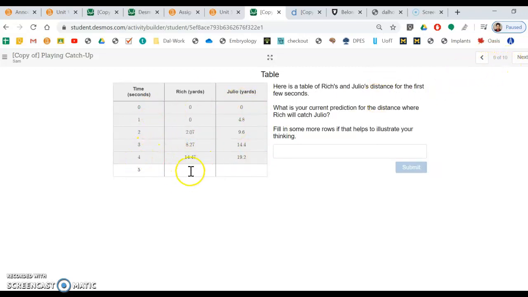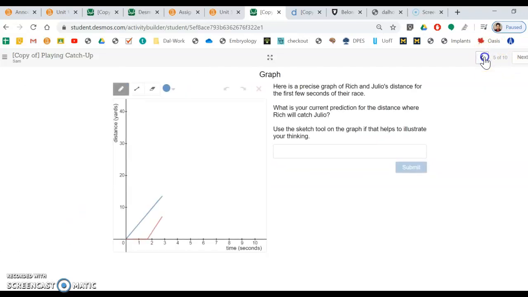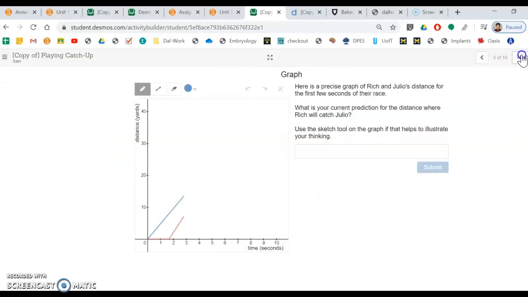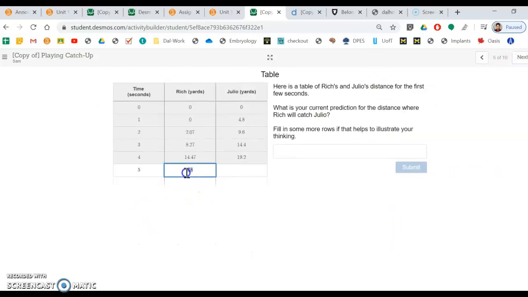After 5 seconds you might think that Rick would be at around 18. I'm not just guessing this number, because I'm actually looking at my graph and trying to find out, okay, at 5 seconds Rick is somewhere above 20. So actually it should be 21. So I'll change it and make it Rick is at 21 yards.